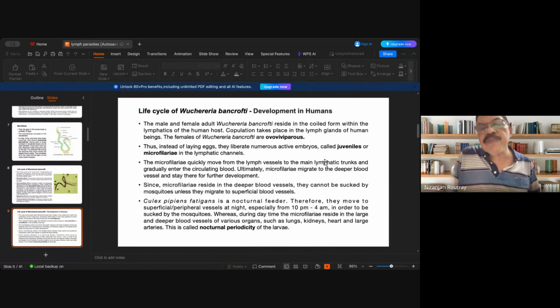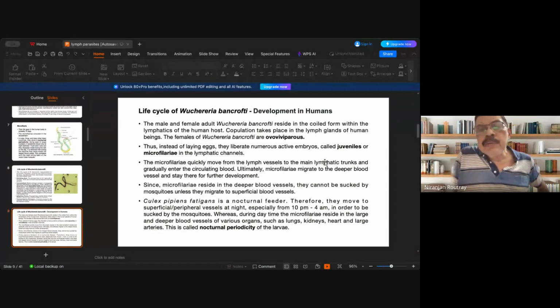Culex pipiens fatigans is a nocturnal feeder. We believe that all mosquitoes are nocturnal feeders. Therefore, the microfilaria move to superficial peripheral vessels at night, between 10 p.m. and 4 a.m., in order to be sucked by the mosquito. That is a peculiar host-parasite relationship. It is exhibited by the larval stage of Wuchereria bancrofti. Whereas during daytime, the microfilaria you don't find. They reside in the larger, deeper blood vessels, and during daytime there is no need to come to the surface, because mosquitoes seldom bite. They are active during the daytime.